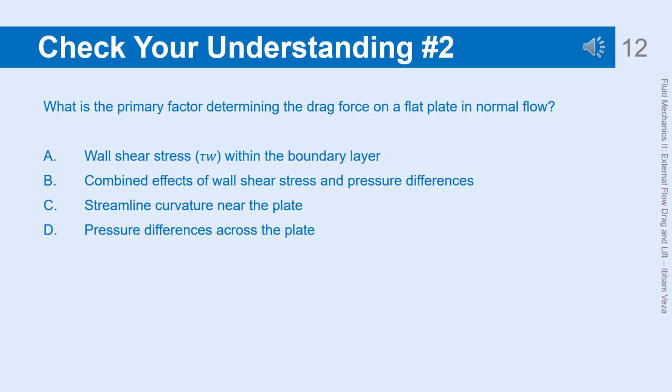Check your understanding, number 2. This question emphasizes that for flow normal to a flat plate, the primary factor determining drag is the pressure difference. Wall shear stress plays only a minor role compared to pressure effects. This happens because a large wake region forms behind the plate. The pressure in front of the plate is much higher than behind it. This reinforces the concept of pressure drag as the dominant mechanism.